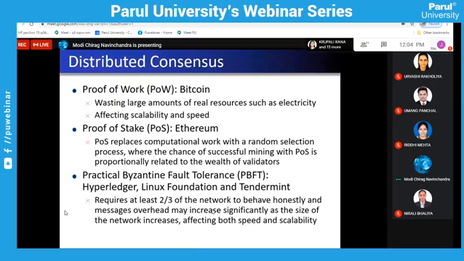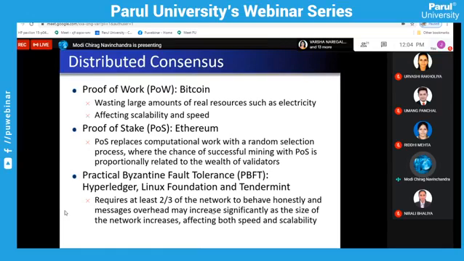But again, here instead of considering the 51% confirmation, it is considering 2/3 of the network. 2/3 of the network confirmation. So in this case, again the problem is if the network size is increasing. Network size is increasing in the sense that the number of nodes are increasing in the peer-to-peer network. Again, the same problem as proof of work will come.